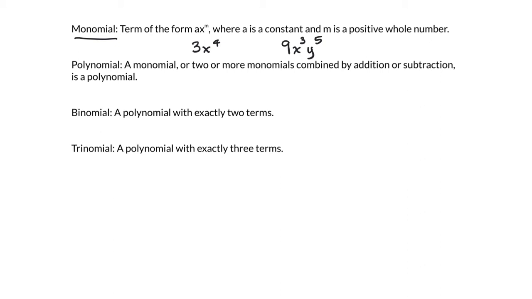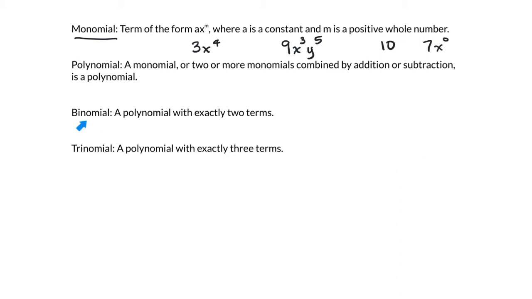You could also have just the number, just 10 or 7. Those are monomials because you can write those in this form, ax to the m, just by doing 7x to the 0. And if you remember, x to the 0 is just 1, so that's just equal to 7. So all of those are examples of monomials. And a polynomial is just a monomial, so this is a polynomial, or it's two or more monomials combined by addition or subtraction. Okay? All right.